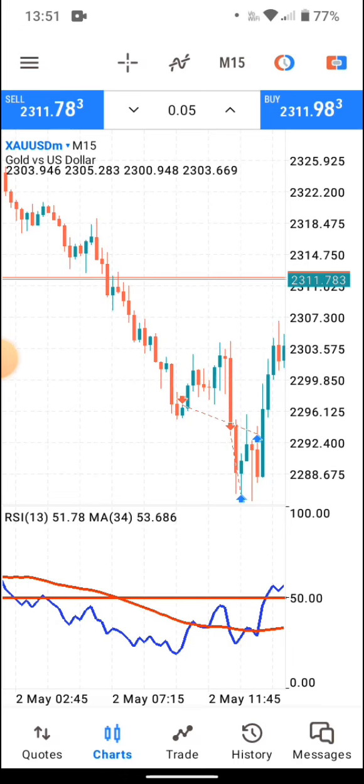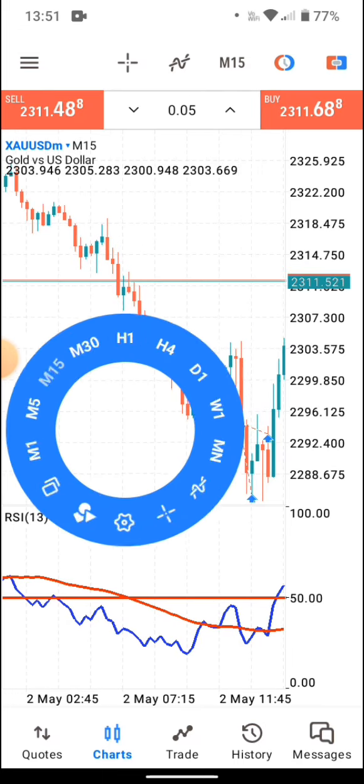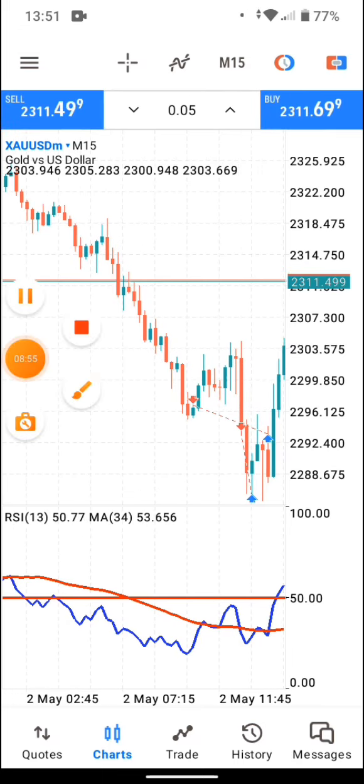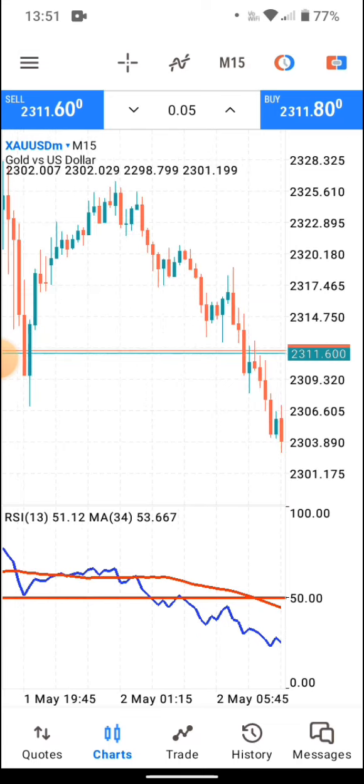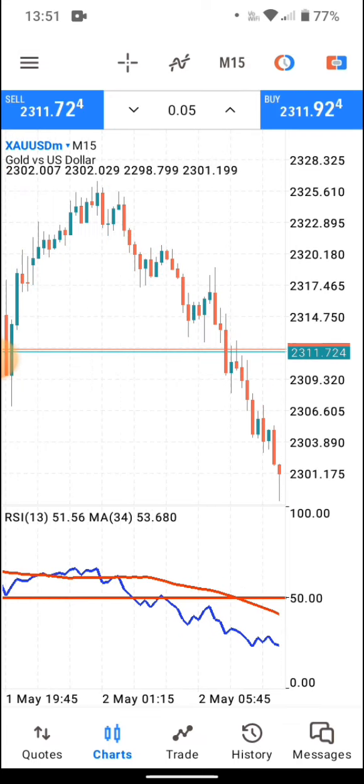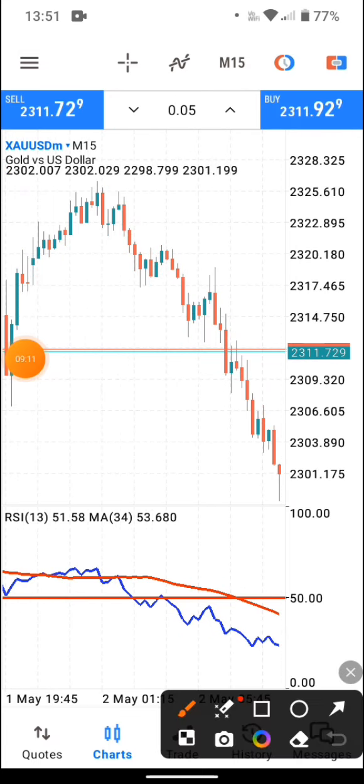So now let's look at this one. You see the market was down here, so let's see the signal, the entry. You see the market was down here. So what happened? The RSI was below. You see the RSI was below from this point. From this point, the RSI is below the 34 moving average.